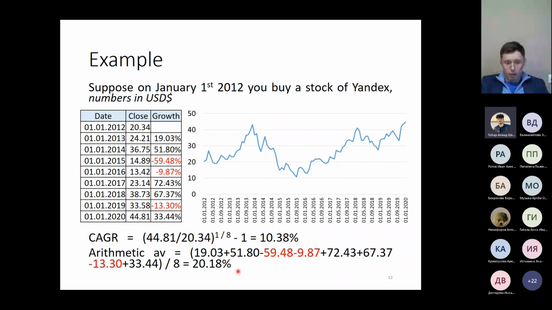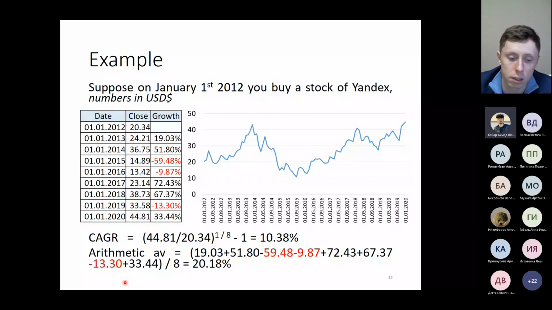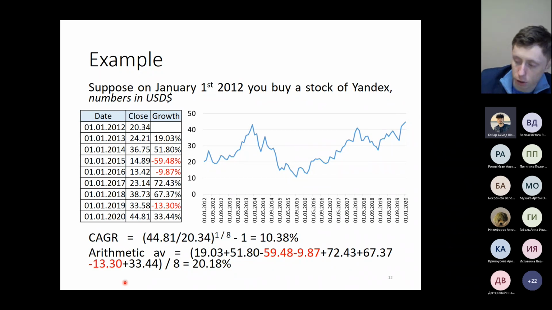Please compare this result with the arithmetic average. Arithmetic average is also a relevant concept, but it is something that we can use in order to predict the return. If we have some historical data on the returns, and every year's return is different, and we want to say what return to expect in the next year, we can just take the arithmetic average here. And this would be the result.